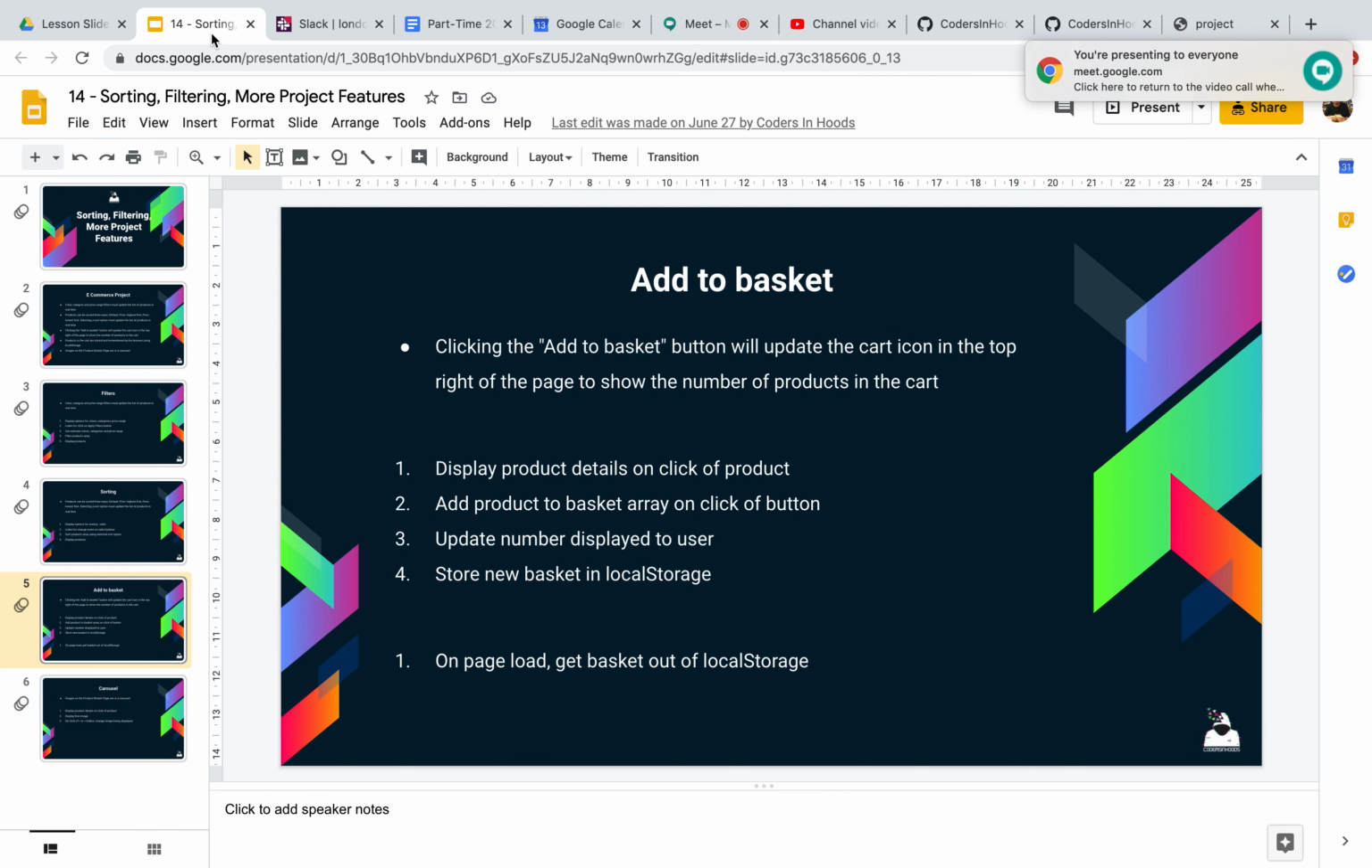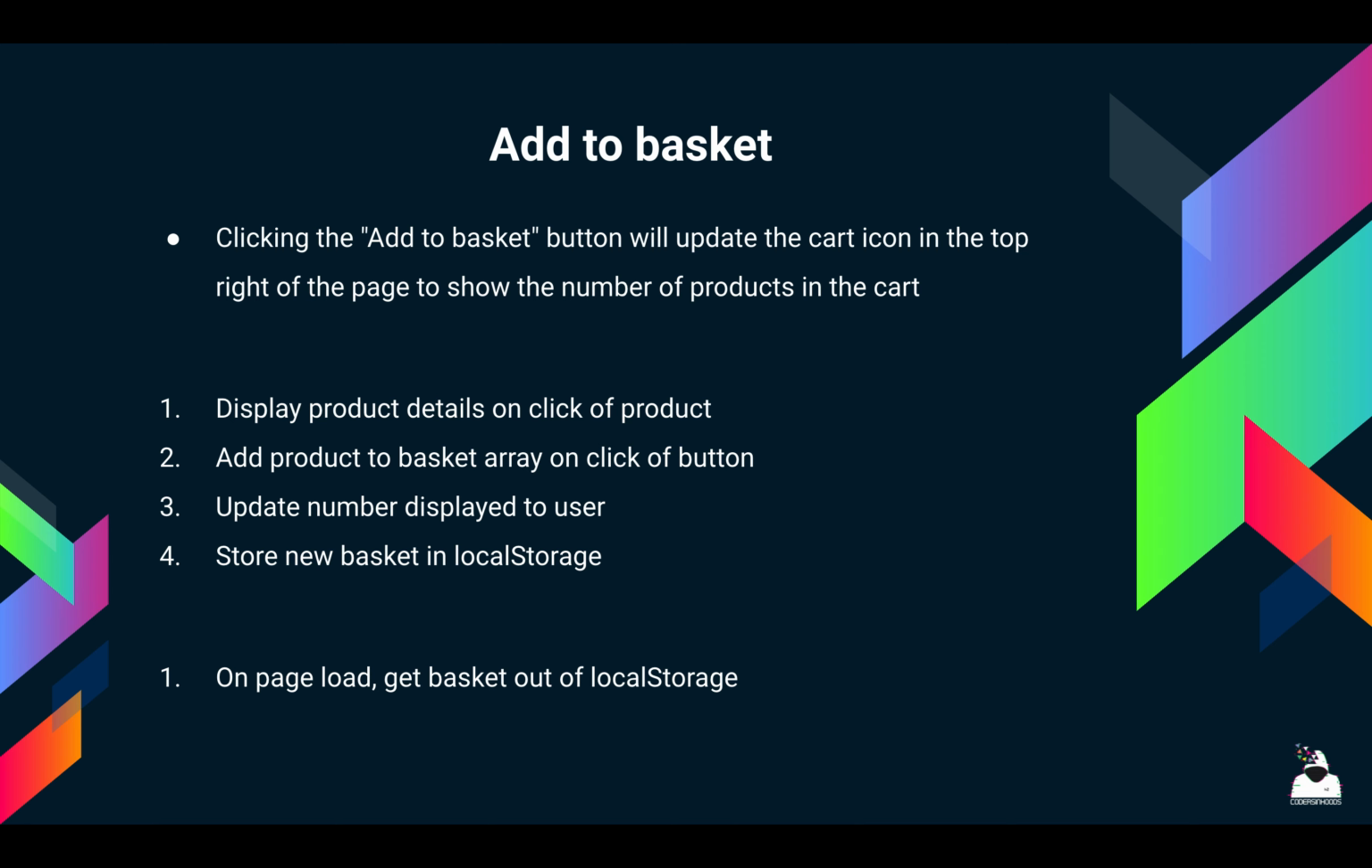Okay, add to basket. Clicking the add to basket button will update the cart icon in the top right of the page to show the number of products in the cart. So these are our steps. Display the product details on click of a product. Add product to basket array on click of a button. Update the number displayed to the user, and then store a new basket in local storage. And then a separate step, when the page loads, we get that basket back out of local storage.